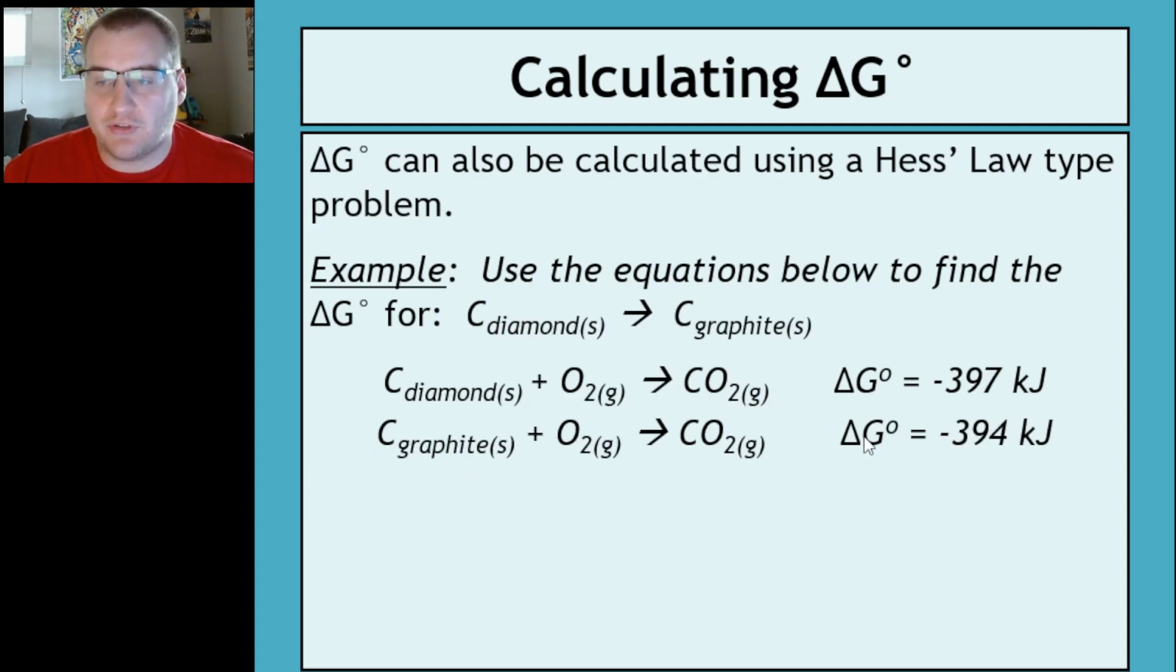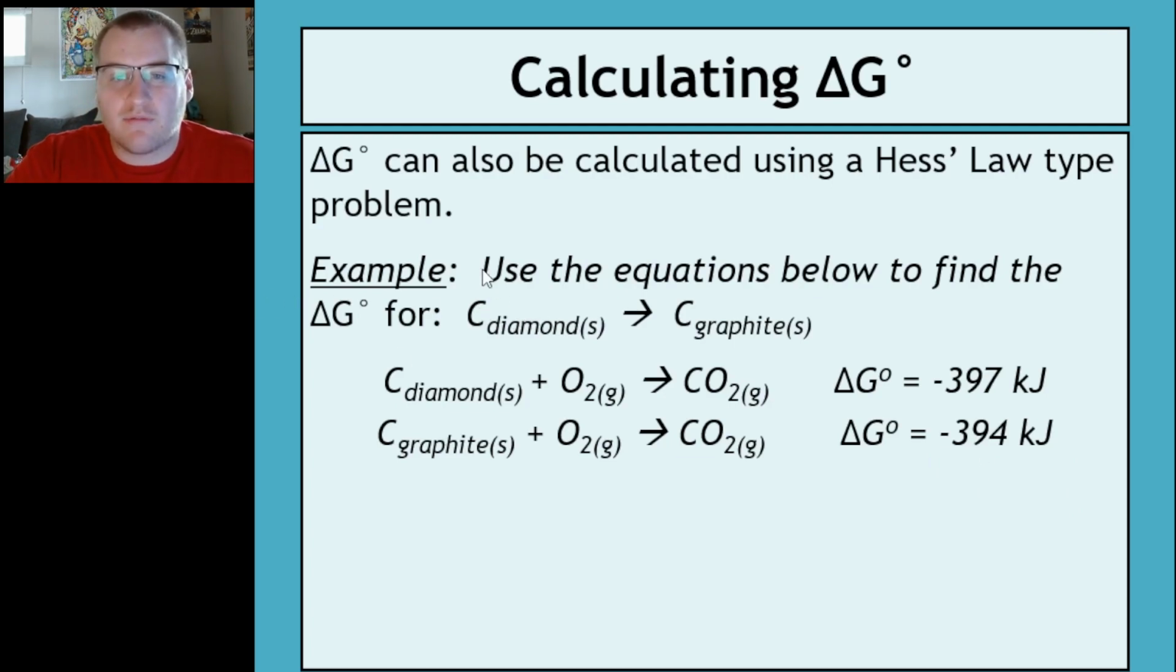That turns the delta G positive. So you're just going to have the same sign, just flipped. So it'd be a positive 394. Okay, and then when you flip that bottom reaction, everything's going to cancel out except for the diamond and the graphite. Then you would add together your two Gibbs free energies here. Negative 397 plus positive 394 equals negative 3.